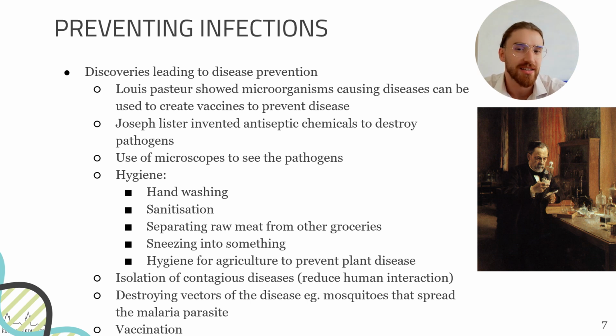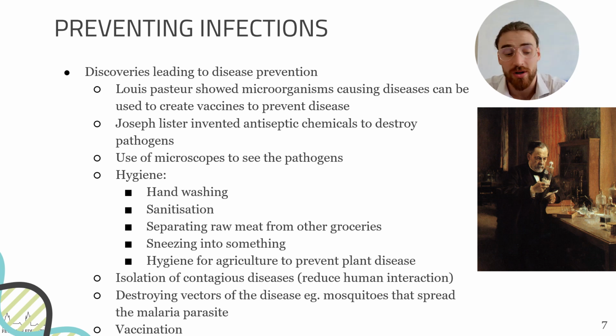So other than vaccines and antibiotics, how can we prevent from initially getting infected by these pathogens? Well, a man called Louis Pasteur showed that microorganisms causing these diseases can be used to create vaccines that prevent the disease from infecting you in the first place. A man called Joseph Lister created chemicals that were almost like antibiotics, but more like antiseptic chemicals. Okay, and the use of the microscope also allowed us to observe these pathogens and see how they were affected by different chemicals and different means of killing them.